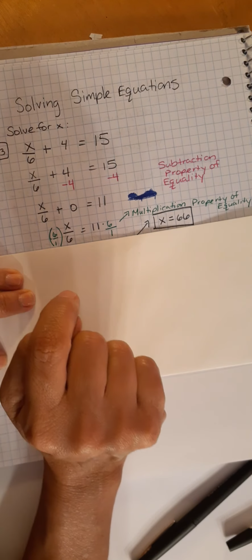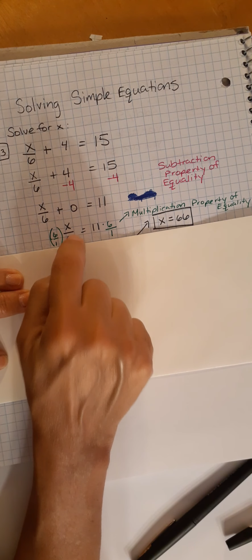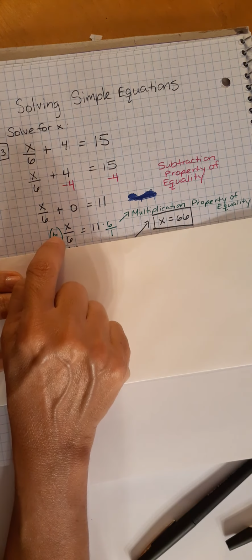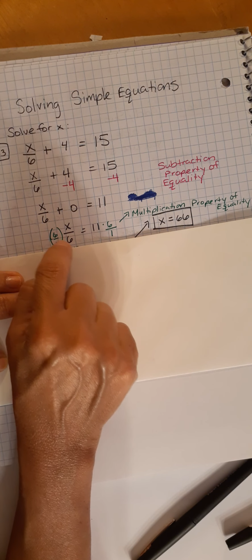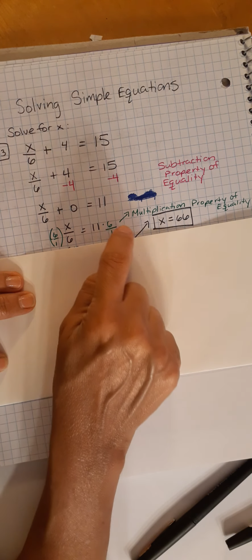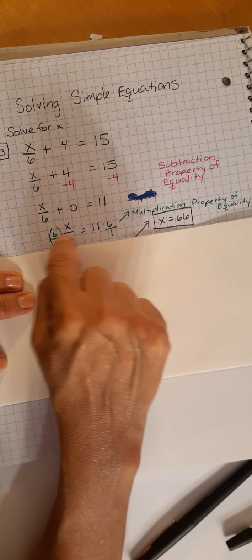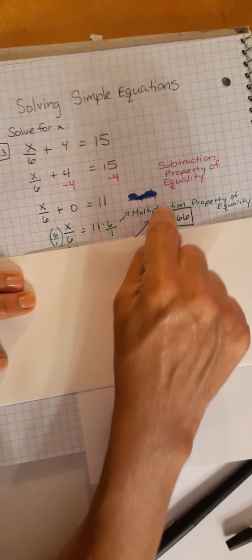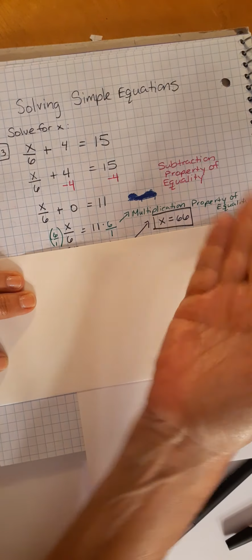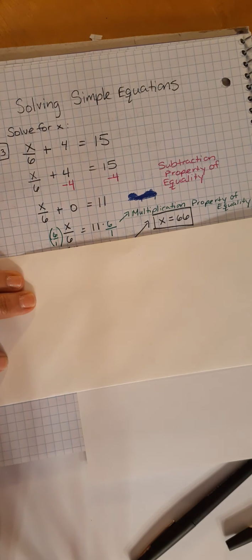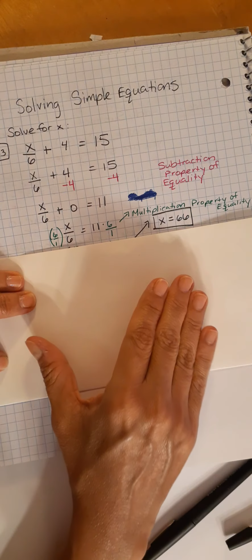I need to get rid of that 6. And it's x divided by 6, so what's the opposite of division? I multiply both sides by 6, which I can write as 6 over 1. This side and this side. Since I multiplied both sides by 6 over 1, which is 6, that's the multiplication property of equality. In the 2 previous examples, I divided. So that's why that works.